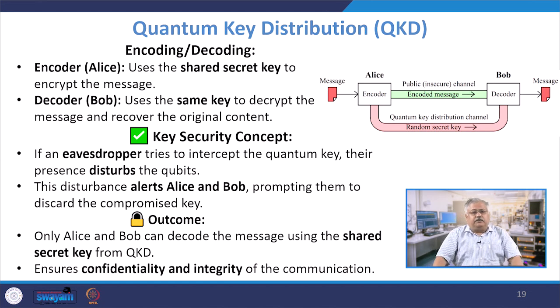Now what are the key security concepts here? If you want to eavesdrop, it will disturb the state of the qubit, so the information will be lost, and this disturbance alerts both Alice and Bob, prompting them to discard the compromised key. So if a key has been generated and is going through the quantum channel, and an eavesdropper tries to intercept it, Alice and Bob are informed and can drop the communication link, saying it has been compromised. The advantage here is that only the sender and the receiver will be able to use the secret key, and this ensures confidentiality and integrity of the communication link.